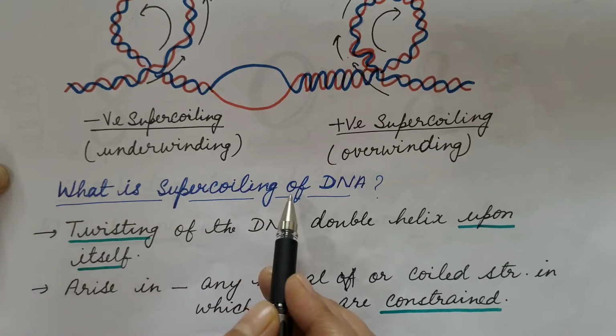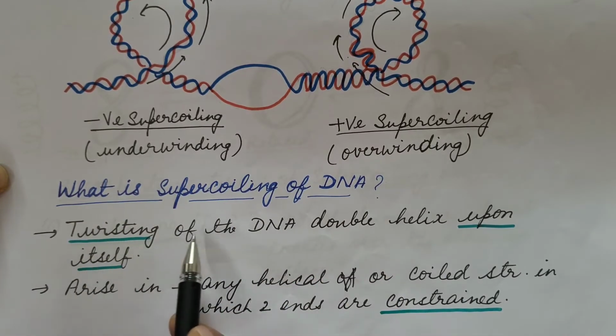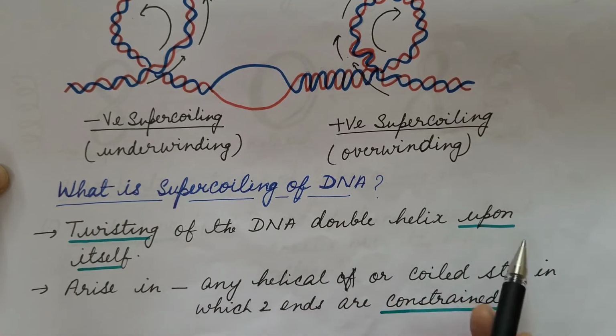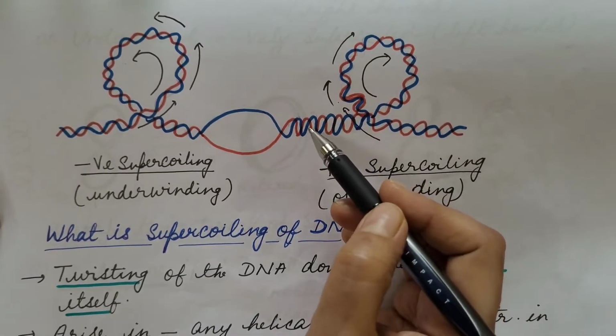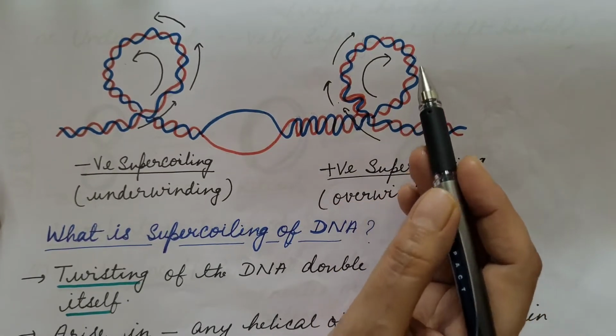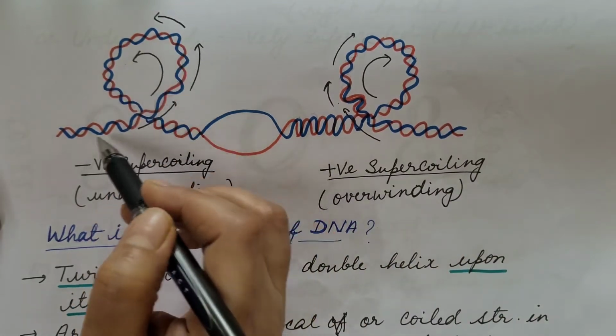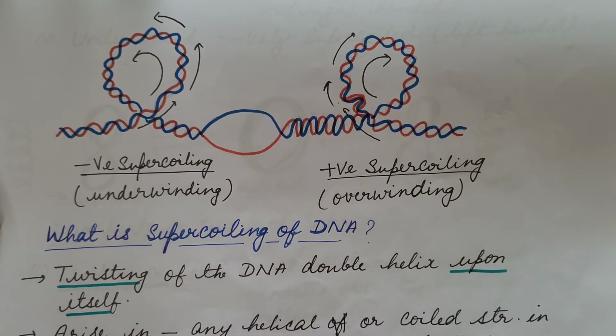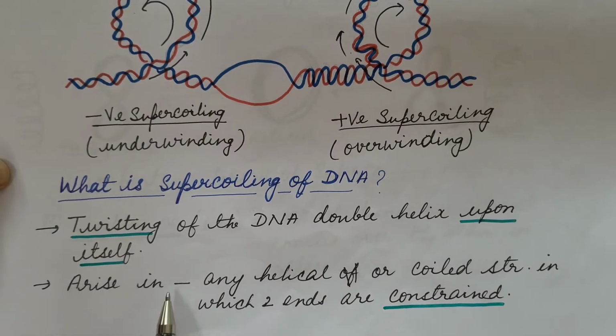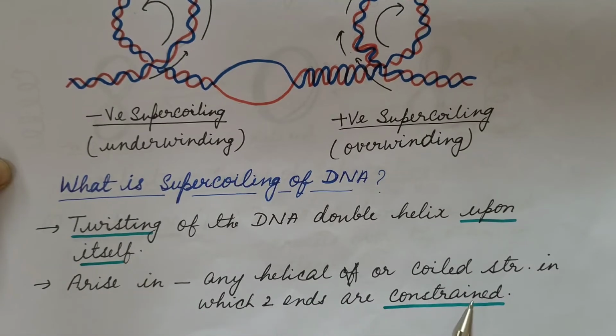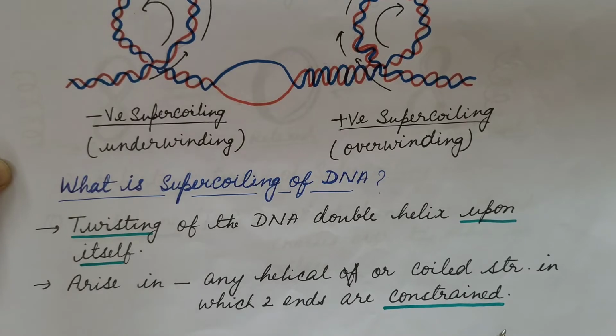So now, what is supercoiling of DNA? It is twisting of the DNA double helix upon itself. So this is the DNA double helix and it is twisted upon itself here and also here. This is known as supercoiling of DNA. It arises in any helical or coil structure in which the two ends are constrained. That is, when the two ends are severely restricted in scope.